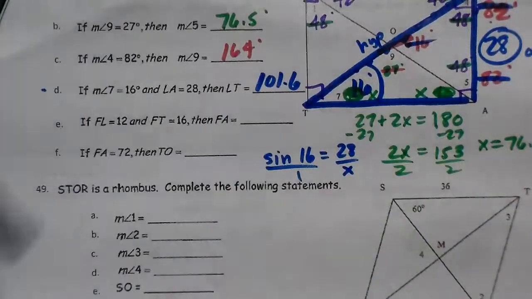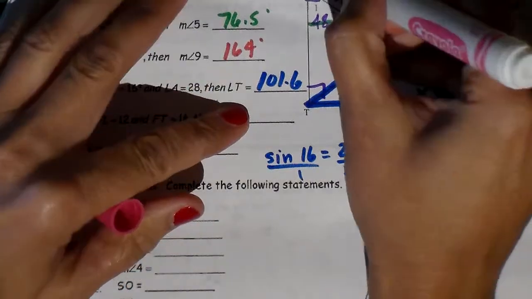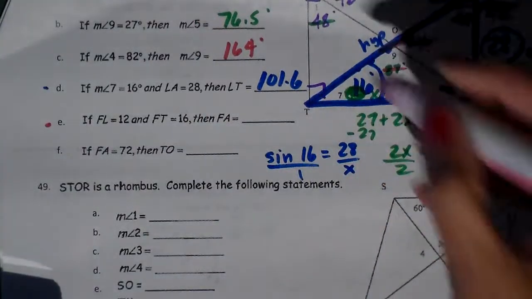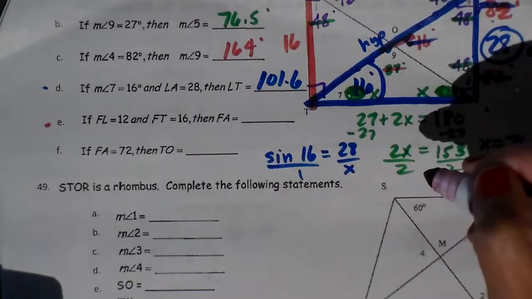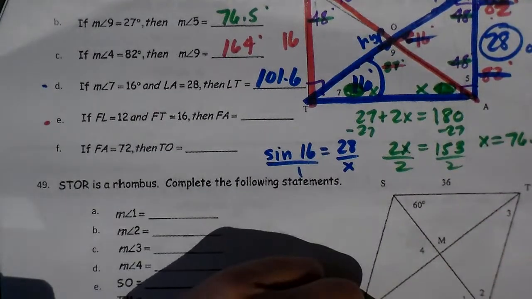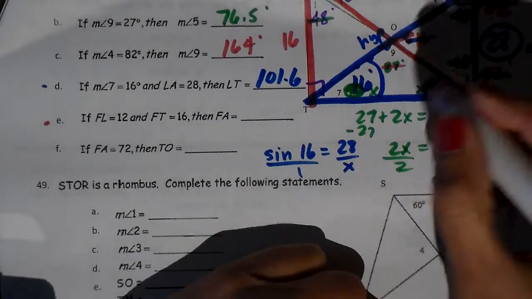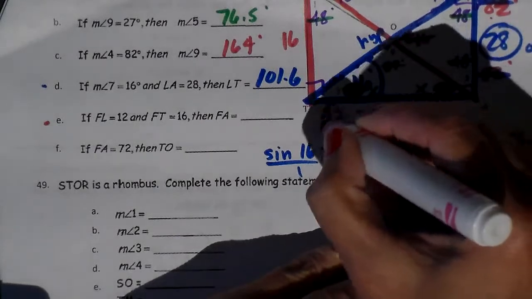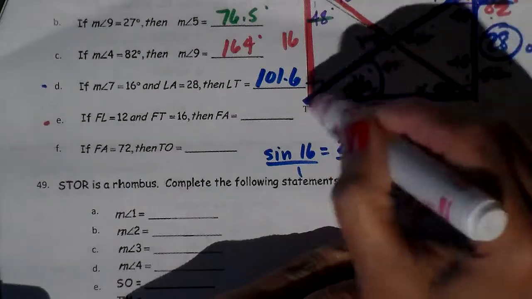All right, let's look at E. E, if FL is 12 and FT is 16, then FA is what? Okay, here's FA. All right, well, since it's a rectangle, since FL is 12, what's this? It's 12 also, right? So I've got 12, 16, and I'm just looking now for the hypotenuse.